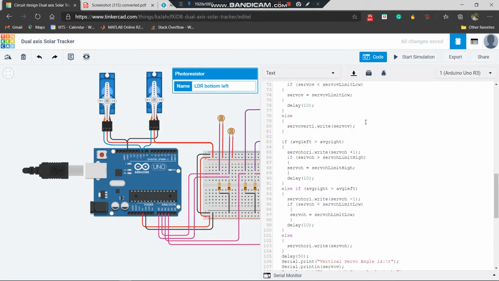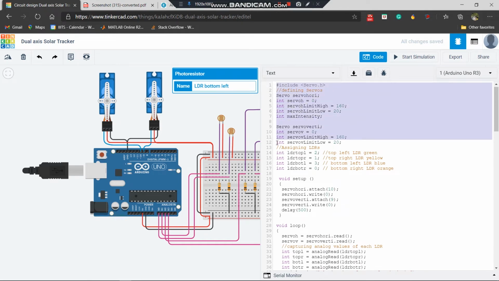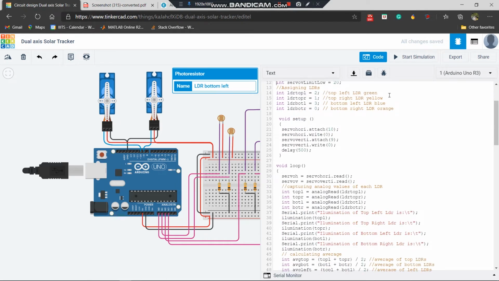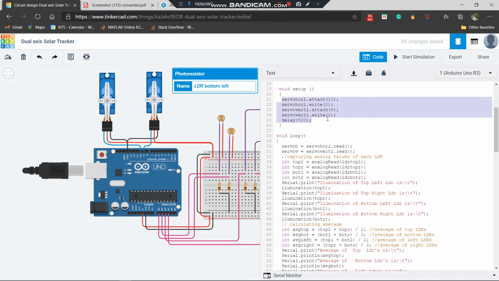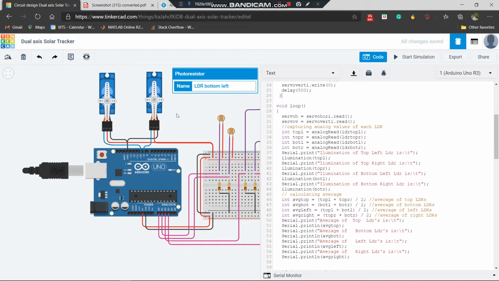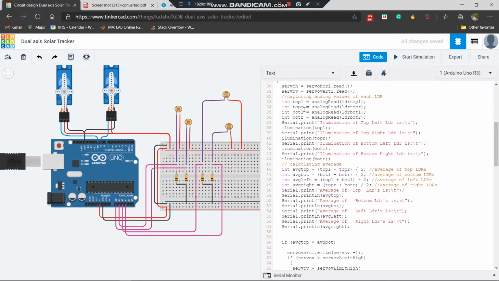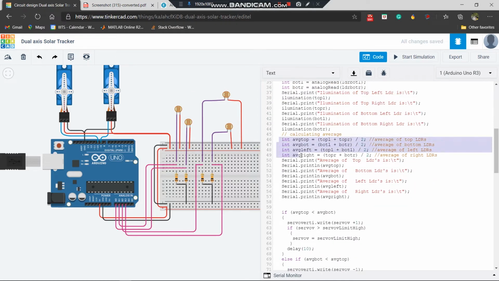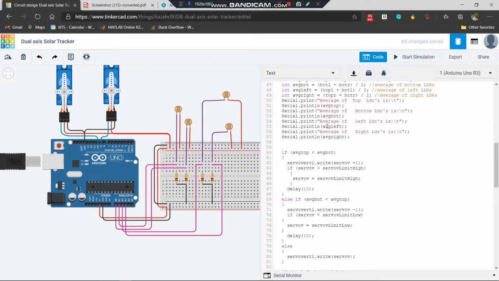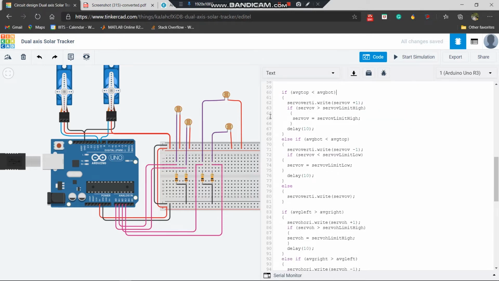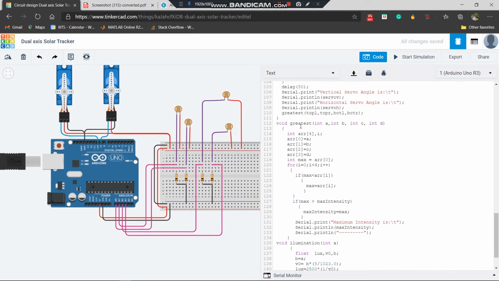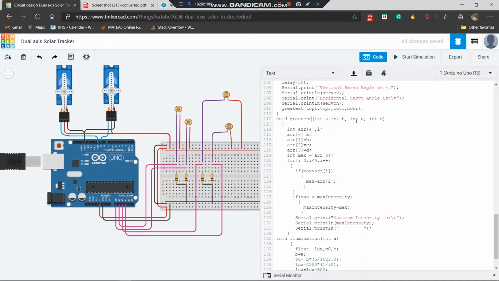Now coming to the code part, at first we'll be defining the servo motors and their initial angles and their limits. In setup part, we'll be connecting the 10th and 9th pins of the Arduino to the servo motors. In the loop part, we'll be taking the values of the LDRs and calculating their averages: average top, average bottom, average left, average right. After that, we will be calculating the servo angles for vertical axis and horizontal axis to be rotated such that it will get the maximum intensity. And we are using the greatest function to calculate the maximum intensity picked by these four LDRs.